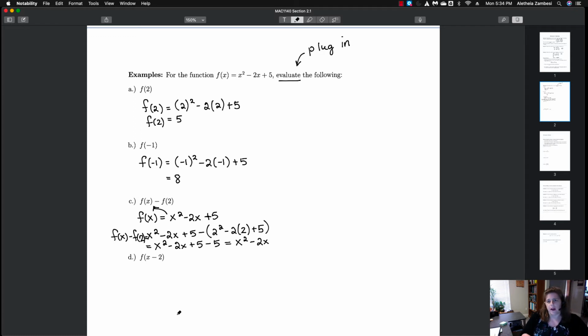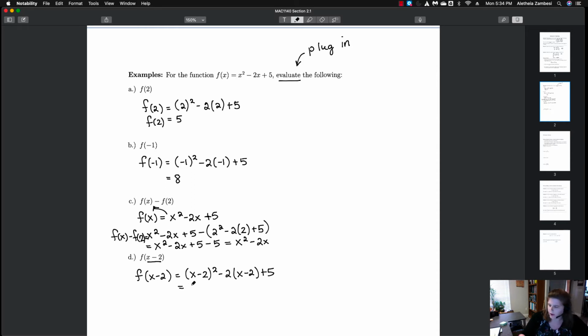When you have something other than just one piece inside this parenthesis, we're going to plug that whole value in for x. So if we want f of x minus 2, that means everywhere there's an x, I'm going to plug in x minus 2. So x minus 2 squared minus 2 times x minus 2 plus 5.